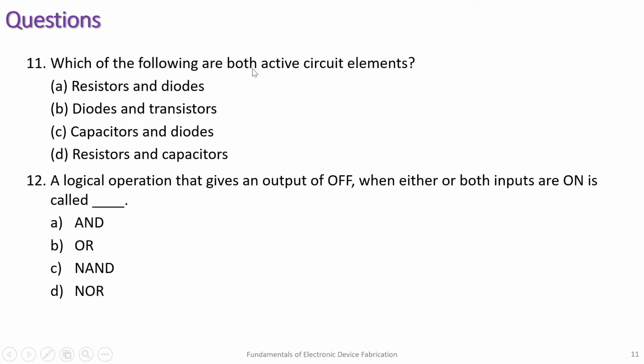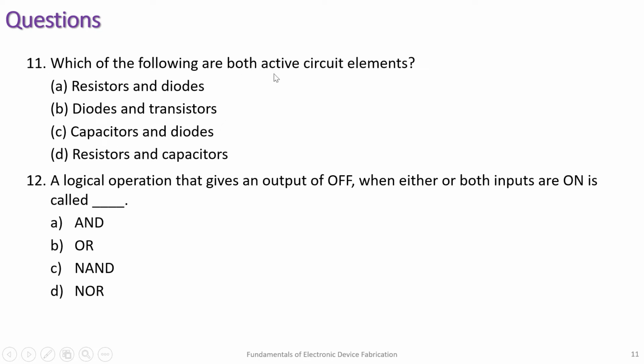Which of the following are both active circuit elements? We have a set of options here: resistors and diodes, diodes and transistors, capacitors and diodes, resistors and capacitors. Which of the following are both active? Diodes, yeah. The both of you are right. The correct answer is diodes and transistors.